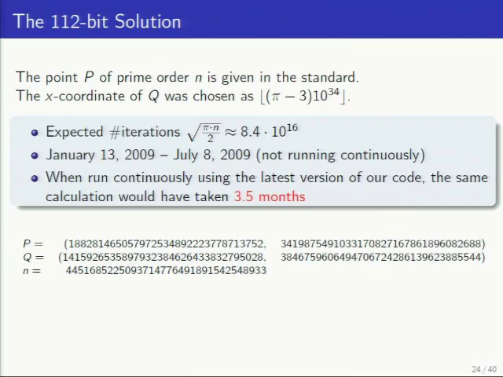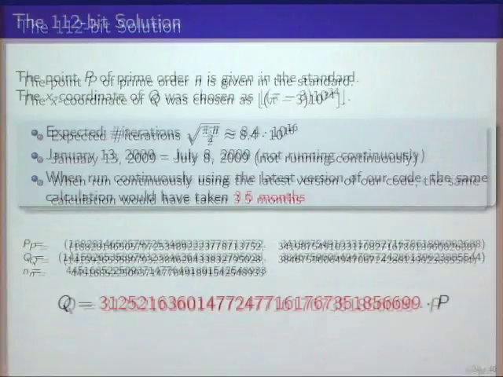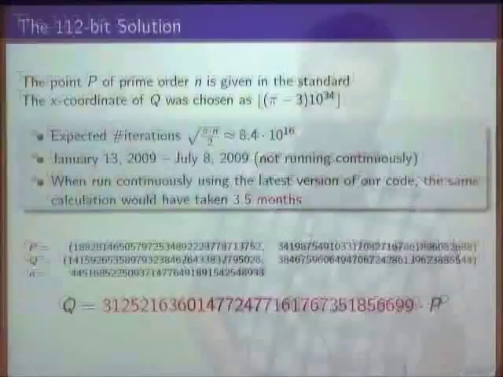And then the expected number of iterations is around 10 to the 16, 10 to the 17. And we ran this between January and July in 2009, but not continuously, because once in a while these kids came, then we had to run demos on our cluster. We had other projects. But in total, using the latest version of our code, this could have been done in 3.5 months. So these are the points P and Q, and this is the prime order of the group. And then we found, in July 2009, this solution, which indeed by itself is not interesting at all.